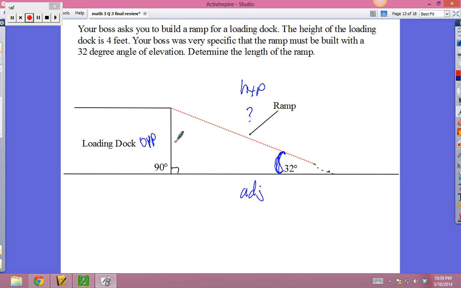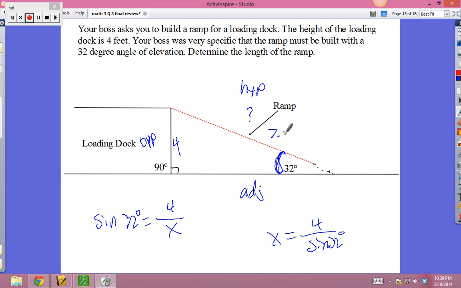Okay, now I know the loading dock is 4 feet. So if that's 4 feet tall, I'm going to use 4 and this. So opposite and hypotenuse, I'm going to use sine. So the sine of 32 degrees is going to be opposite over hypotenuse. And because I've done this a million times, I know that x is going to be 4 divided by the sine of 32. So punch in 4 divided by sine of 32. And this ramp, you have got to make it exactly 7.54832 feet long, so we'll call it 7.5 feet.